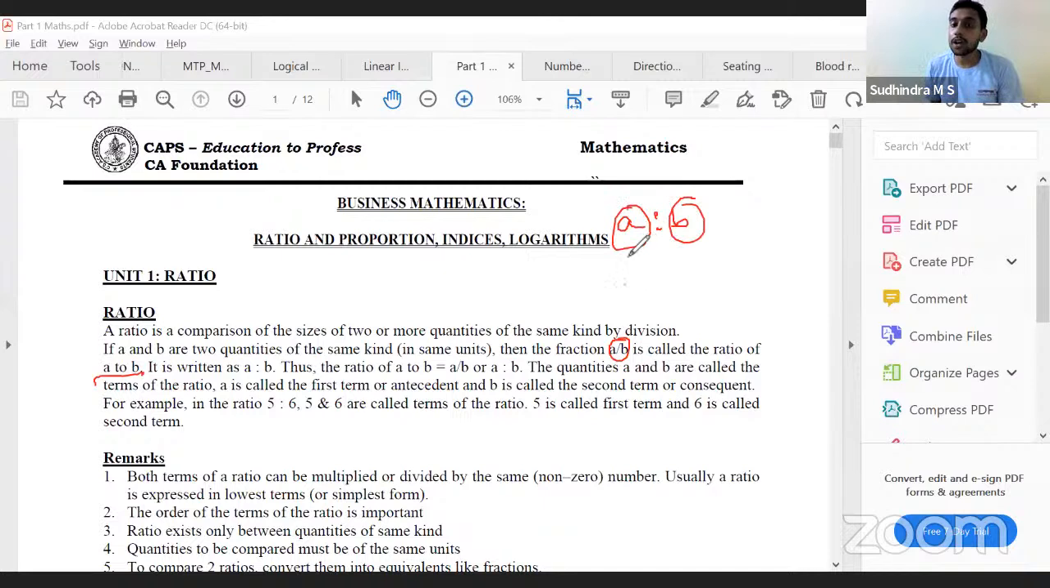Terms of the ratio. The first term is called antecedent. The second term is called consequent. Yes, it's called consequent. So if we have a ratio of 5:6, what is the antecedent? 5. Which is the consequent? 6. 6 is the consequent.